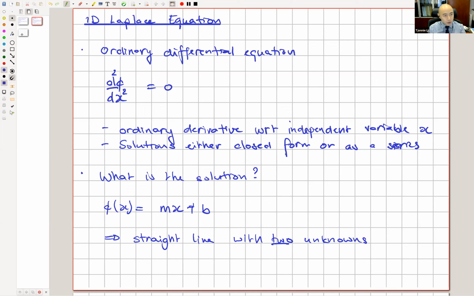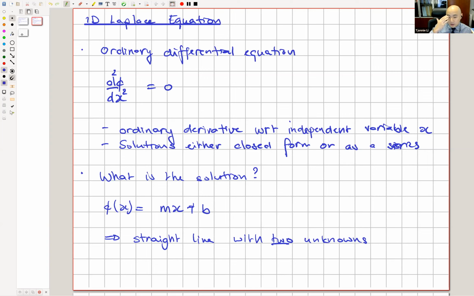Okay, next question. This should be fairly simple. How many boundary conditions do I need? Okay, Harry says 2 for 2 unknowns. Good. So in this case, I need 2 boundary conditions.